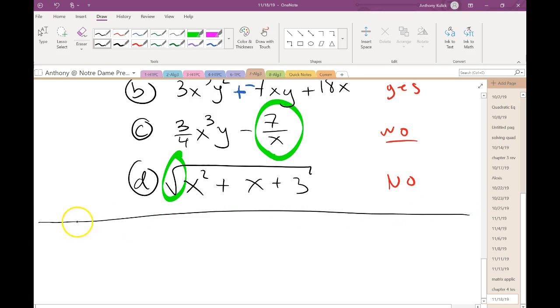True. Everybody feel good about what's a polynomial and what's not a polynomial? Okay.